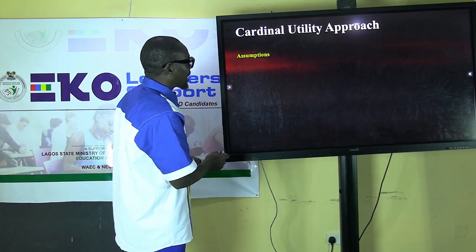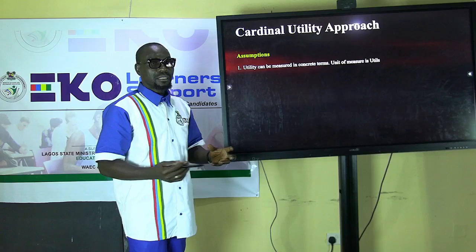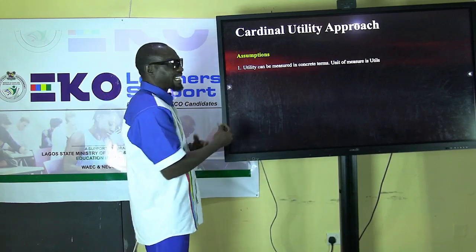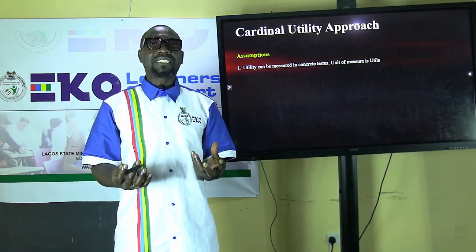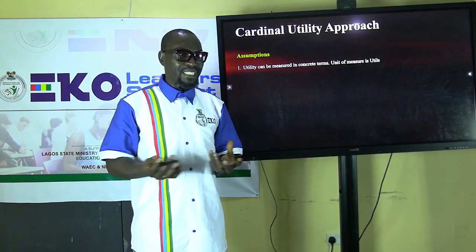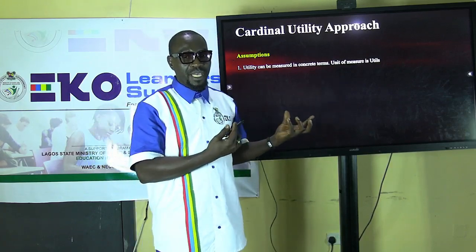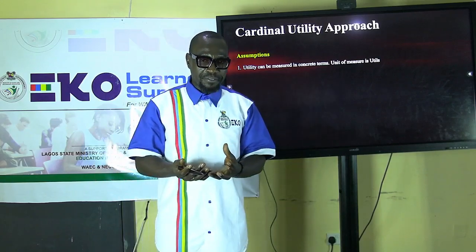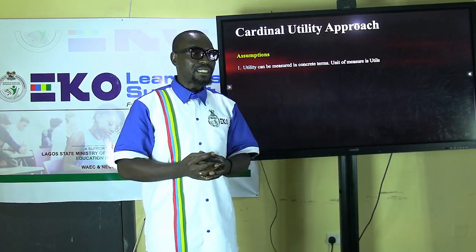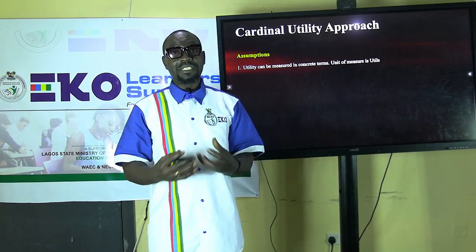Now let's look at the cardinal approach. First, its assumptions. The first is that it can be measured. It's an assumption. Okay? Now note that utility itself is a psychological feeling. It is not a physical product. So this assumption was made for the purposes of analysis, because in real life, you cannot see utility like a physical product or commodity, and therefore it is difficult to measure.